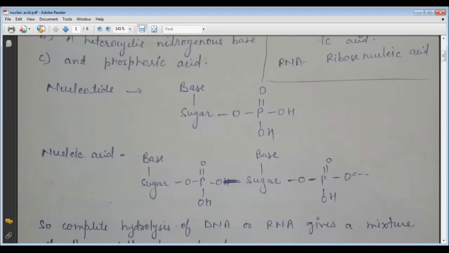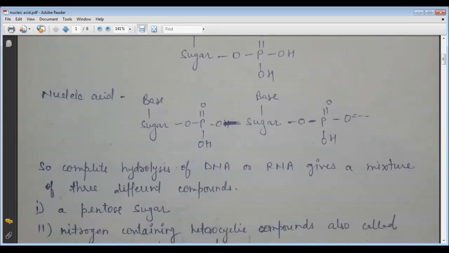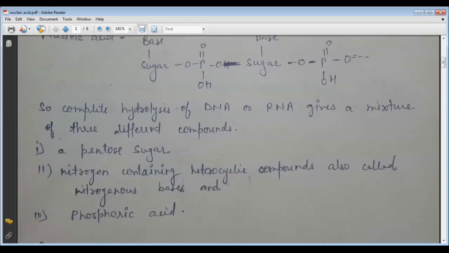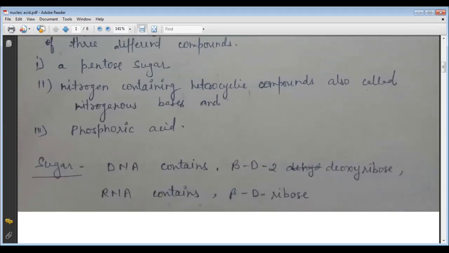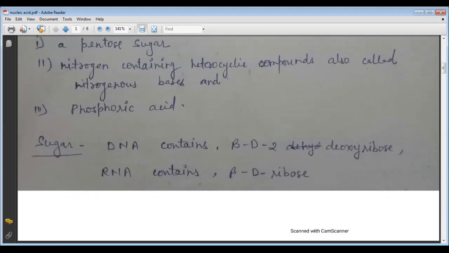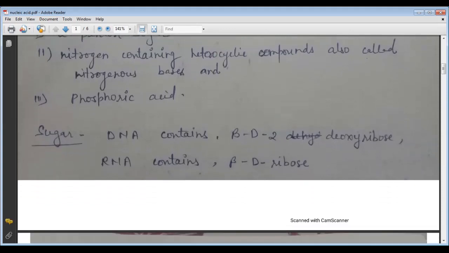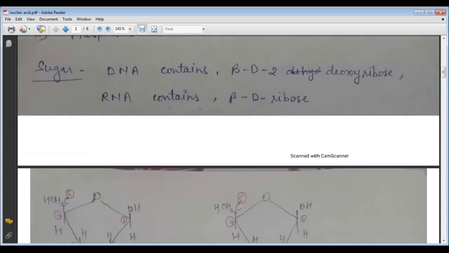The complete hydrolysis of DNA or RNA gives a mixture of three different components. These are the pentose sugar, the nitrogen-containing heterocyclic compounds called the nitrogenous base, and the phosphoric acid. Here we should know about the sugar information. What is the sugar used in the nucleic acid? Here two types of sugar are present: one is the deoxyribose sugar, and the other is called the ribose sugar.